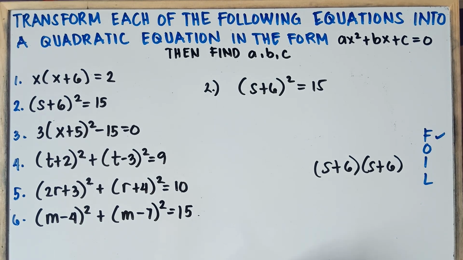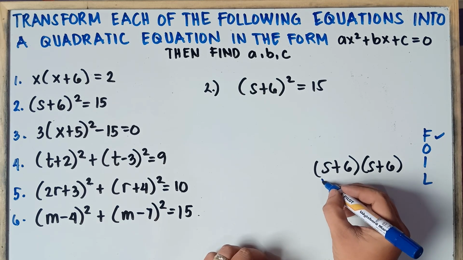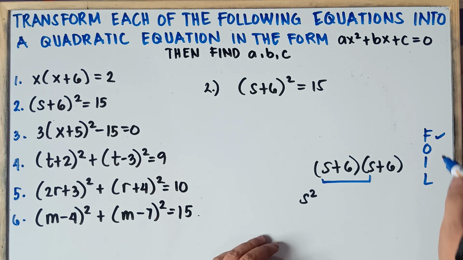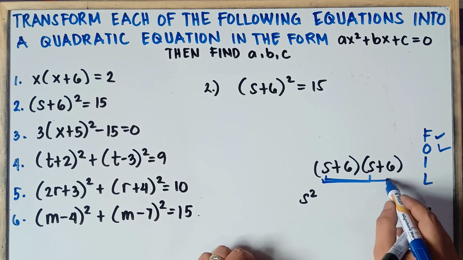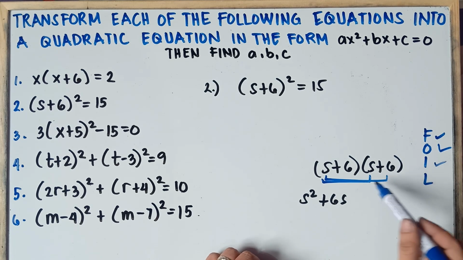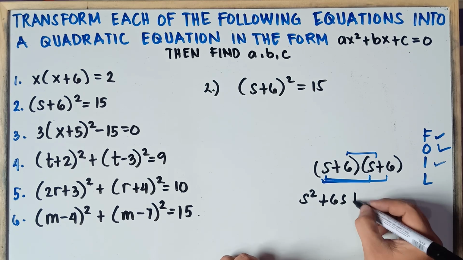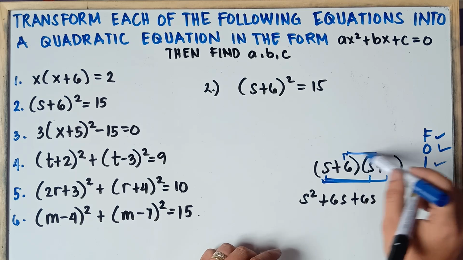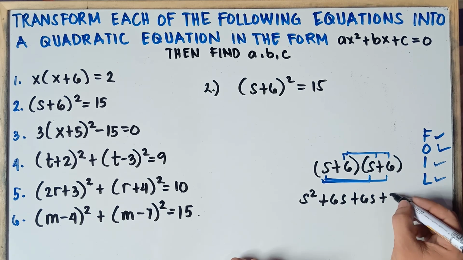So first, s times s is s squared. And then outer, s times positive 6 is positive 6s. And then inner, 6 times s is positive 6s. And then last, 6 times 6 is positive 36.